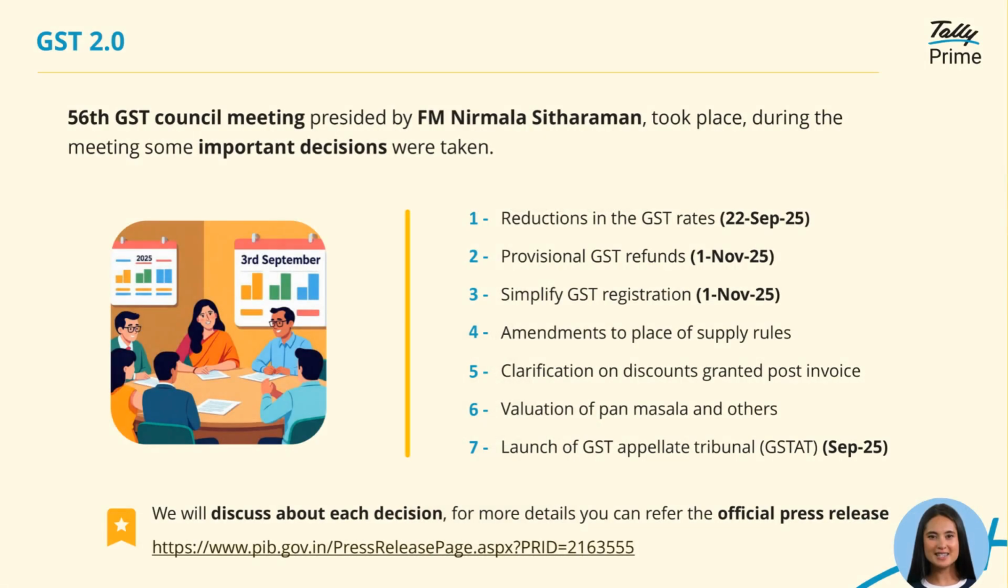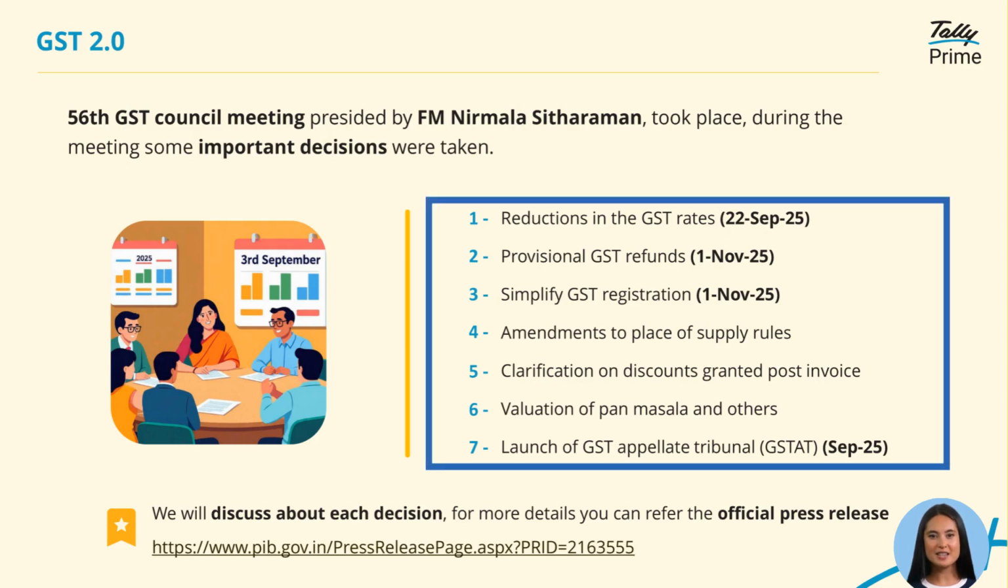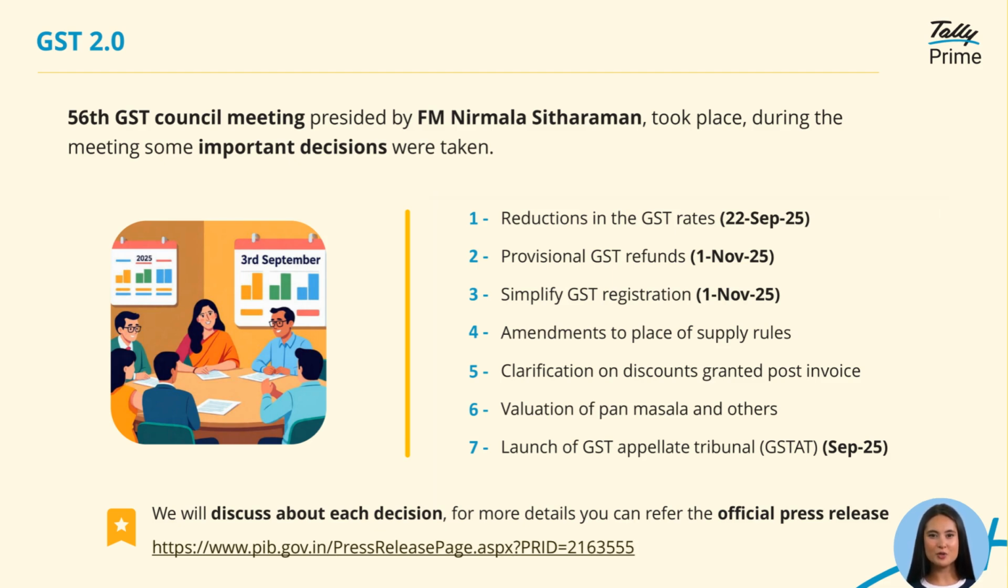In the 56th GST Council meeting, chaired by Finance Minister Nirmala Sitharaman, several important decisions were made. These include reducing GST rates, introducing provisional refunds, simplifying the registration process, amending place of supply rules, and clarifying how post-invoice discounts will be handled. The Council also decided on valuation rules for products like pan masala and tobacco and announced the launch of the GST Appellate Tribunal. Let's go through each of these changes one by one.